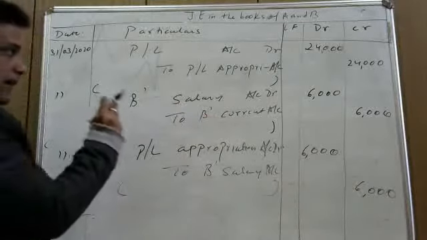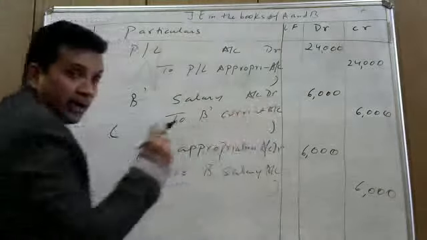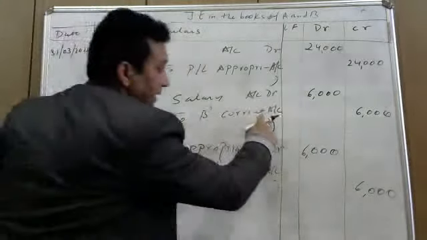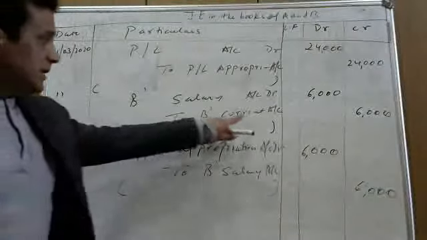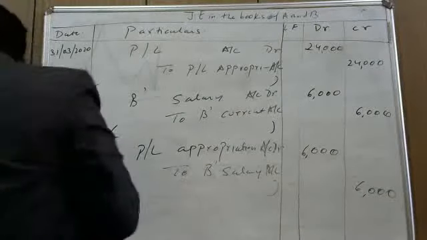We write the most important part, the important thing to keep in mind: we cannot write B's capital account under the fixed capital method. We have to write B's current account, and the same amount is transferred to the PL appropriation account.